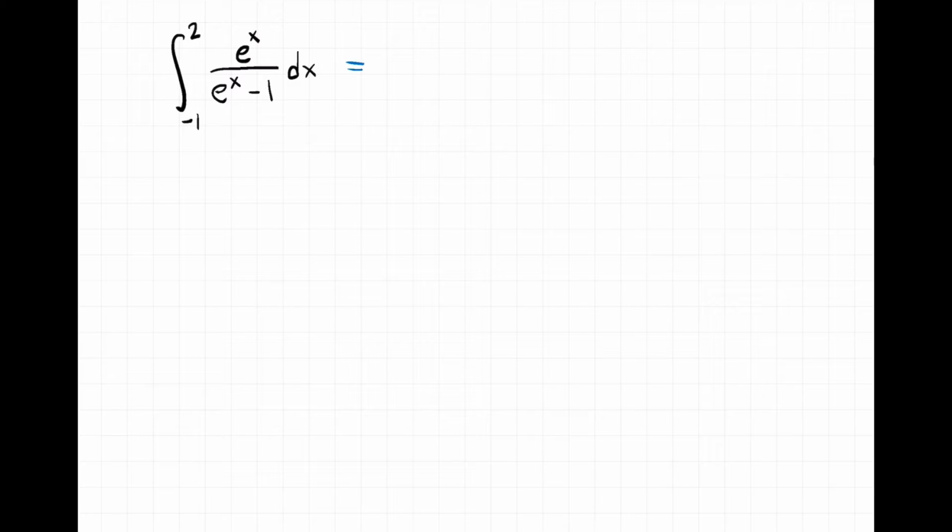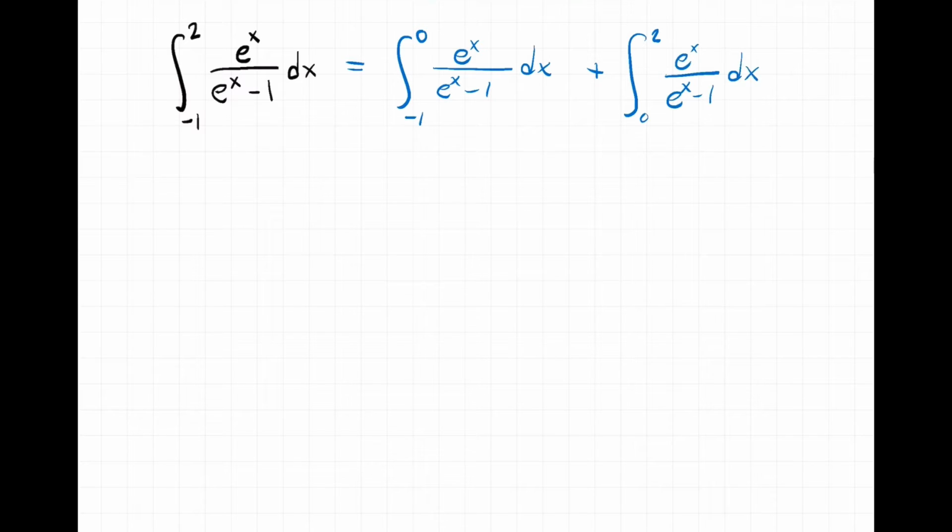This is kind of like what we did in the type 1 improper integral when we had an integral going from -infinity to infinity. In that situation, we could have gotten away with not splitting it up, but here we really do need to. We need to make 0 one of the bounds of our integral so that we can actually solve it. So we'll take the integral from -1 to 0 of our function, e to the x over e to the x minus 1 dx, plus the integral from 0 to 2 of our function, e to the x over e to the x minus 1 dx.